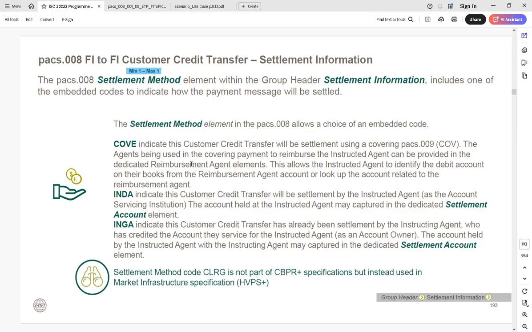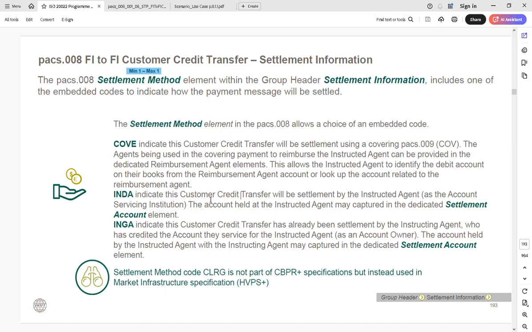Keep in mind this simple thing. Whenever using a PACS009 message, that is a cover message; the settlement method, meaning who is doing the clearing, will be done by the cover statement. That is a cover statement. The next one is INDA, meaning instructing agent. Who is instructing? Who is doing the instructing means the sender here.